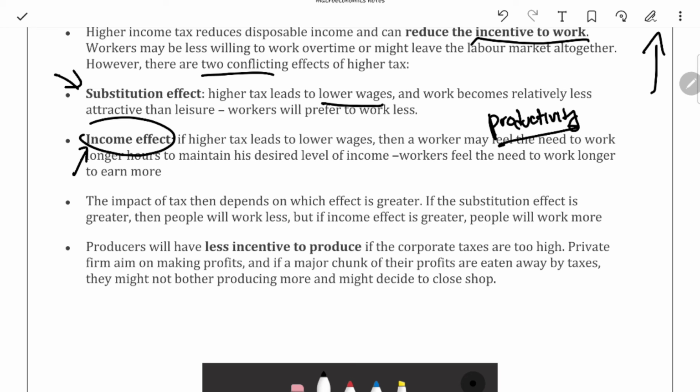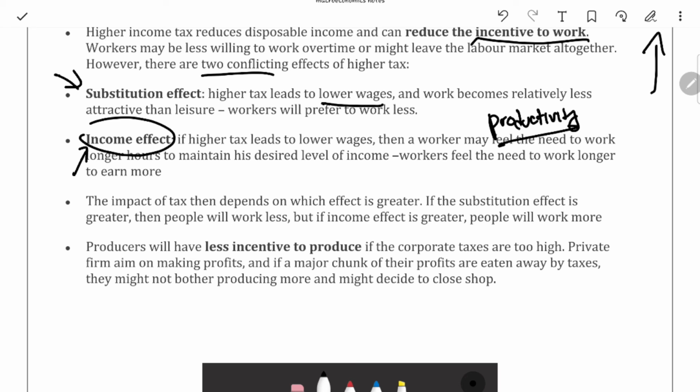Okay? Now, you can't just decide, I don't work, because again, you have to buy those basic necessities. So therefore people will have to work for long hours, and they need to work more for the money. But it can be either the substitution effect or the income effect. That one just depends on the economy. Okay, it depends on each. The substitution effect is when the workers will just not work. Okay, and income effect is when they work more.